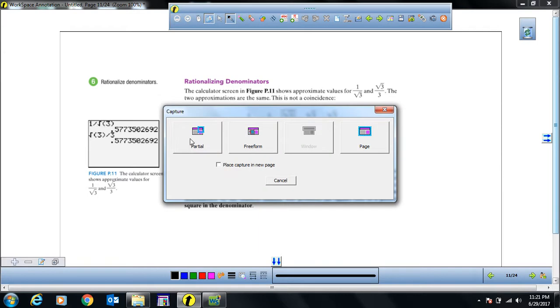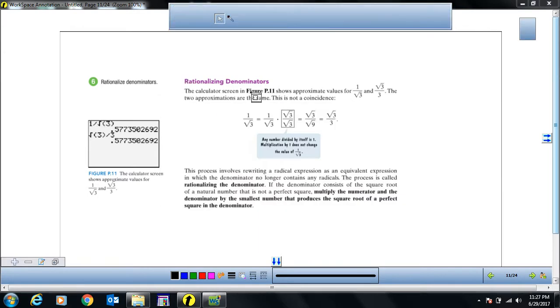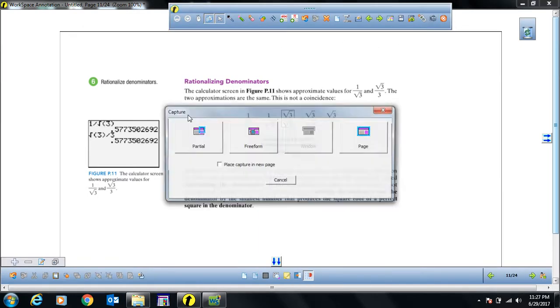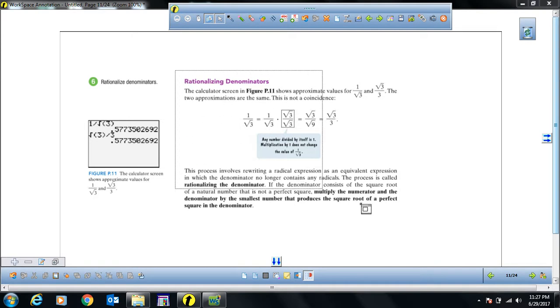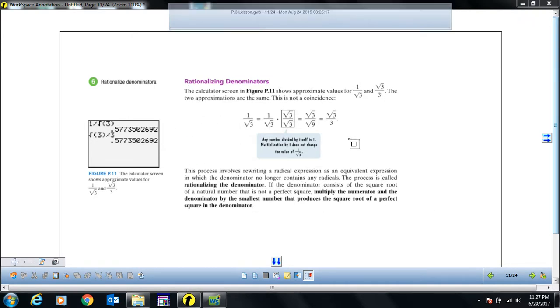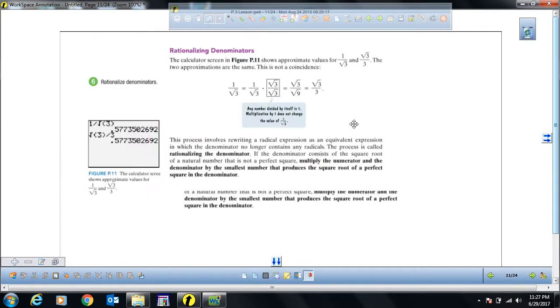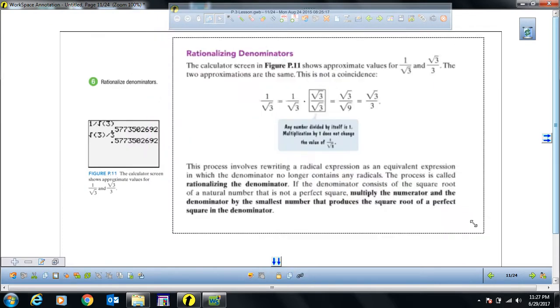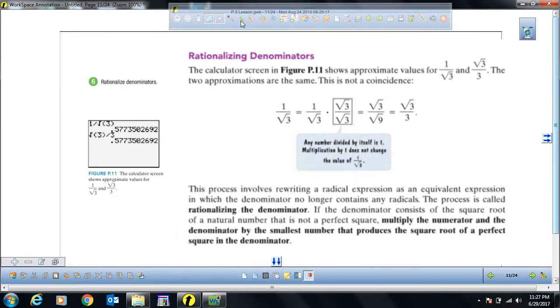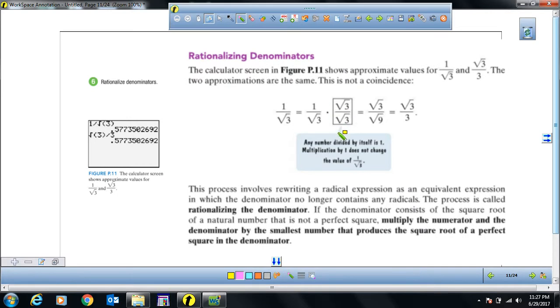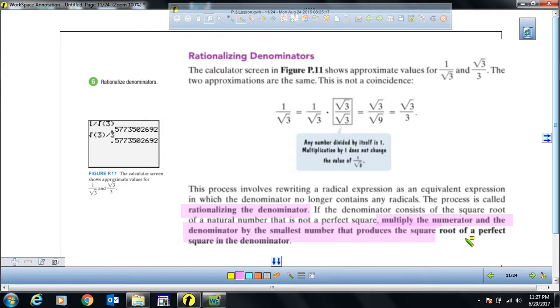Now, this is what rationalizing the denominator consists of. Basically, to rationalize the denominator, which means to get rid of the radical from the denominator, we are going to multiply both the numerator and the denominator by the smallest possible number that will give you a perfect square on the denominator. This is the definition. The process of rationalizing the denominator consists of multiplying the numerator and denominator by the smallest possible number that produces a perfect square in the denominator.